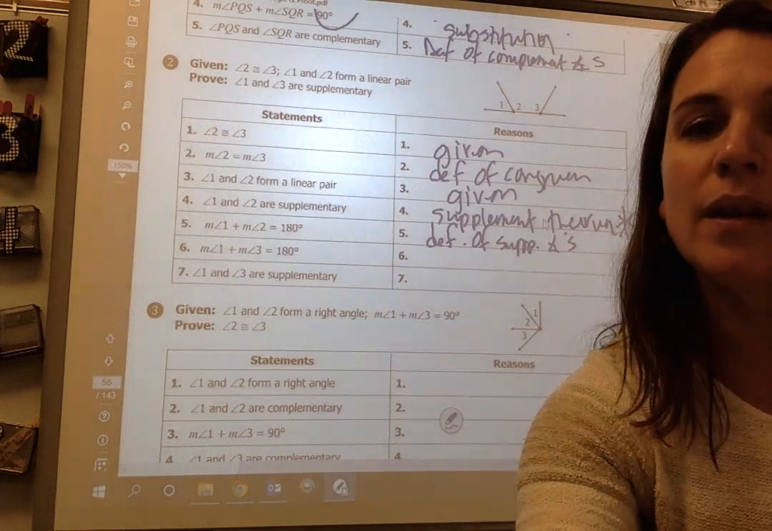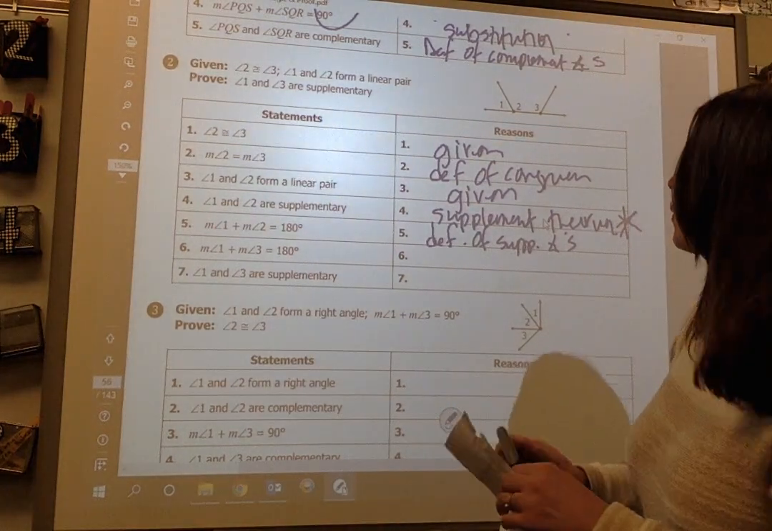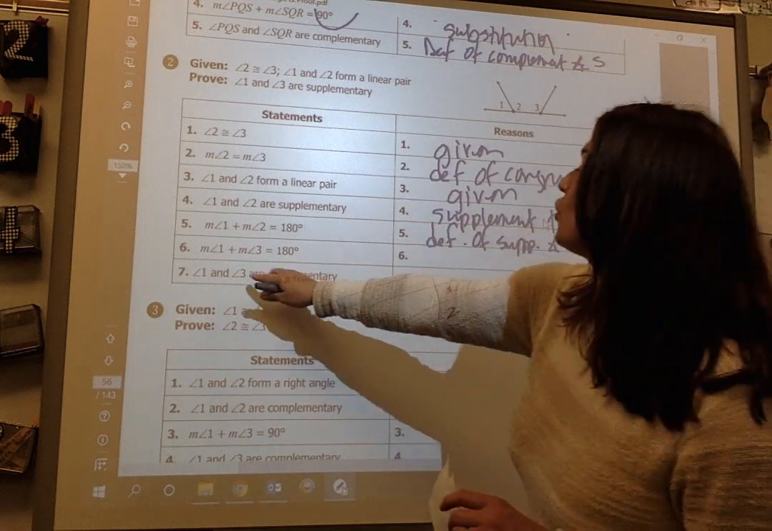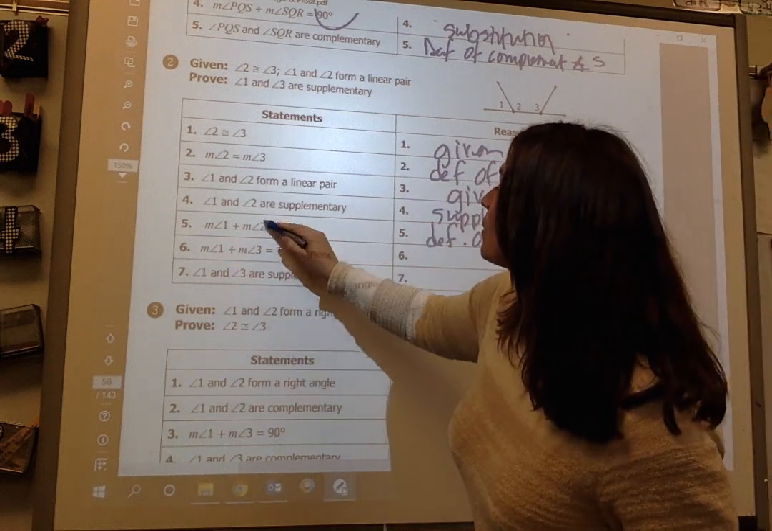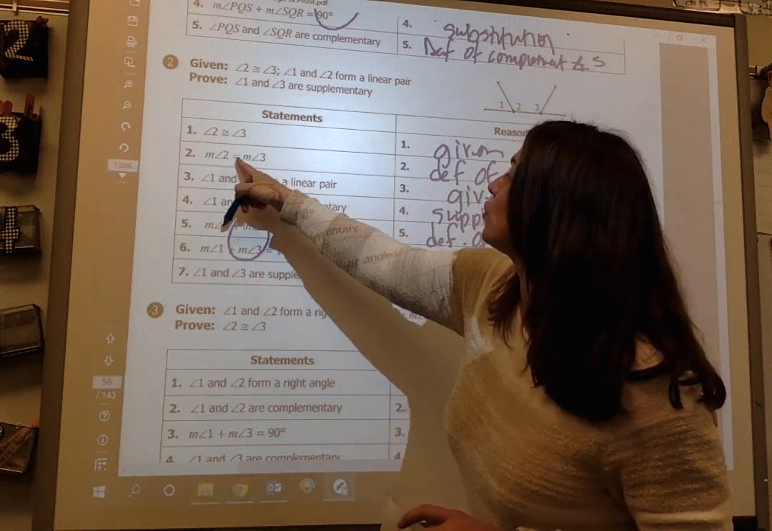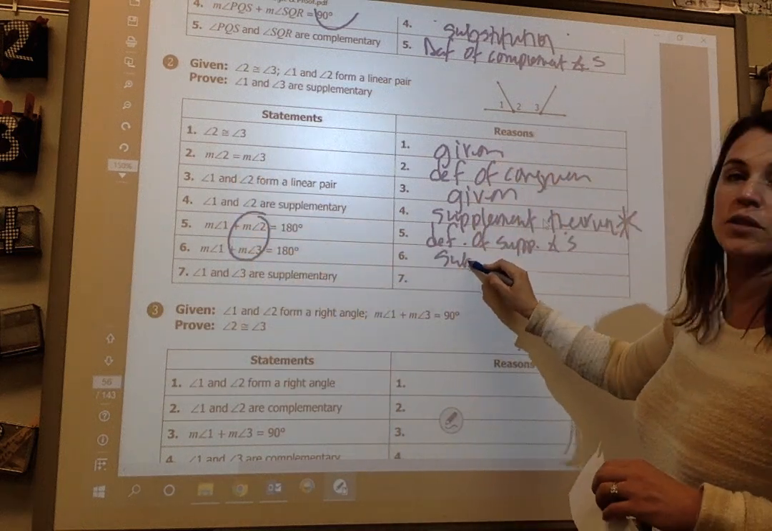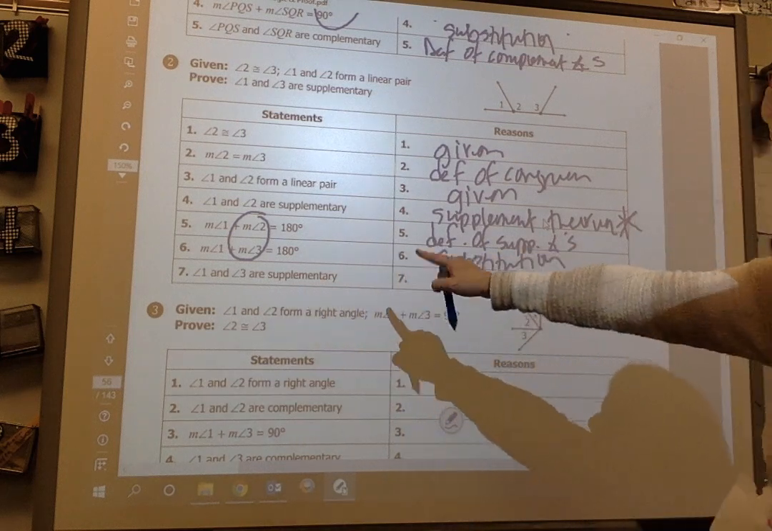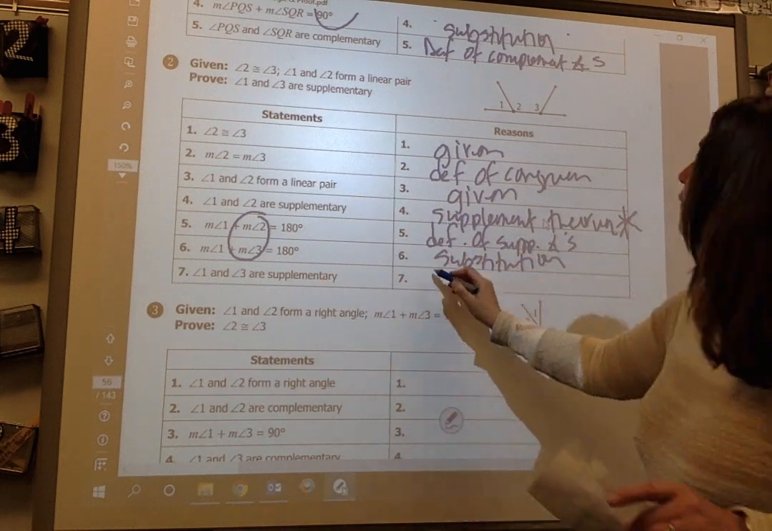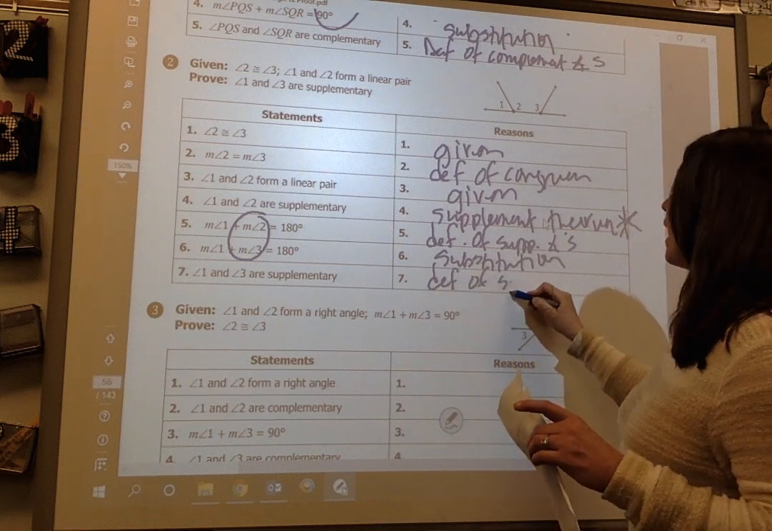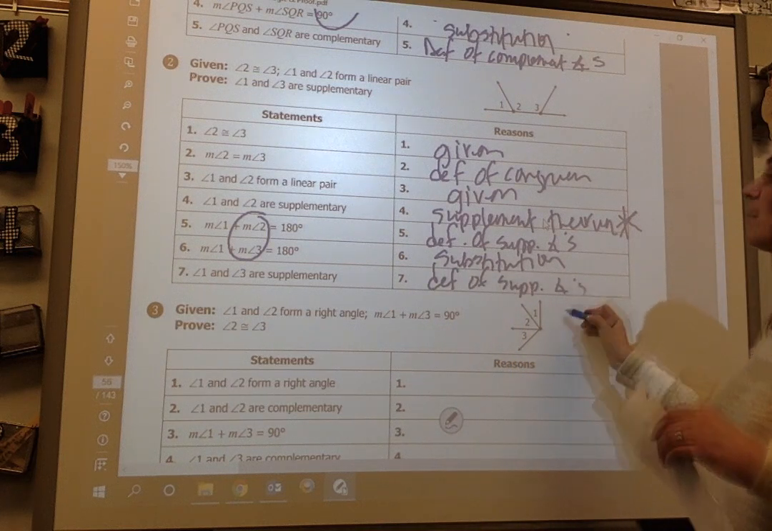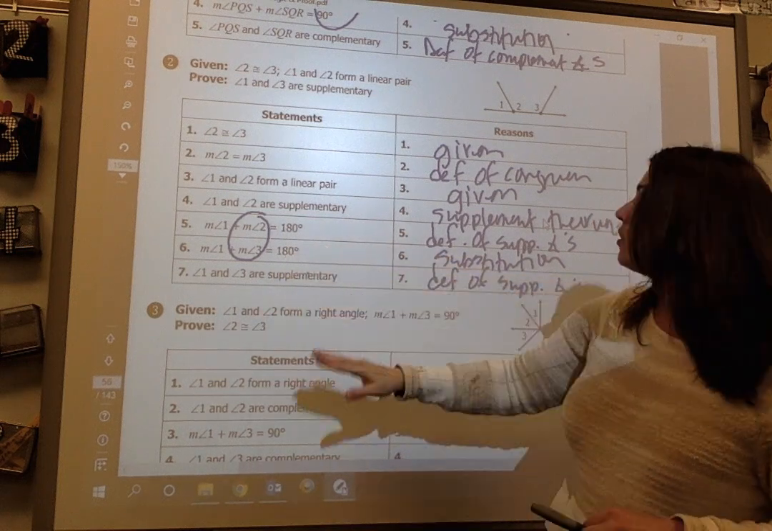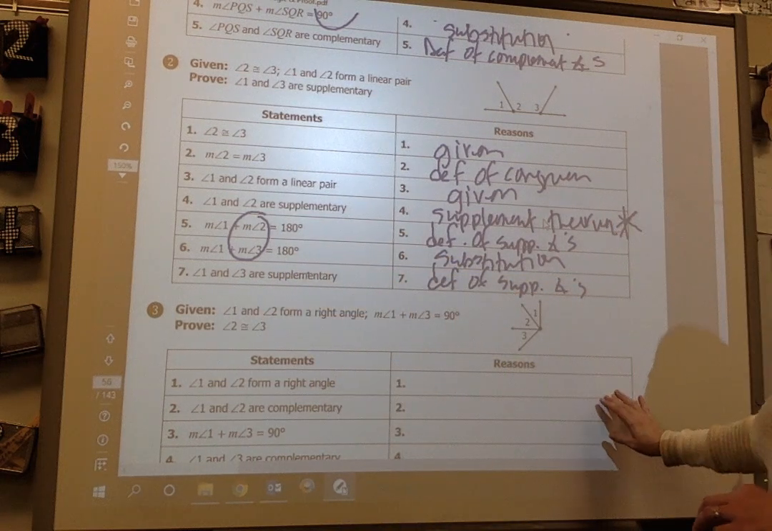And then part 6 is substitution, because all I'm doing here is I'm substituting the measurement of angle 2 for 3. So that's substitution. And then angle 1 and angle 3 are supplementary. That is the definition of supplementary angles because it's biconditional. I can go from here to here, or I can go from here to here. So that's definition of supplementary angles.